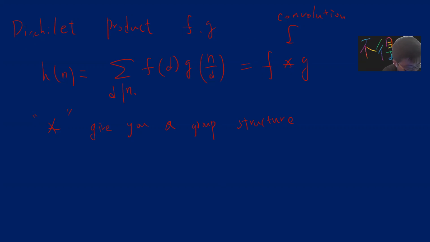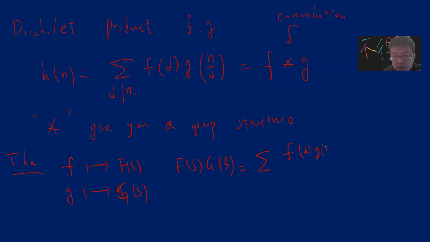Okay, very simple proof. There's a theorem: you map f to F and g to G, which are the two Dirichlet series of the corresponding arithmetic functions. Then you can prove that F of s times G of s is the sum of f of k, g of m, over k to the s, m to the s. Just write the product.